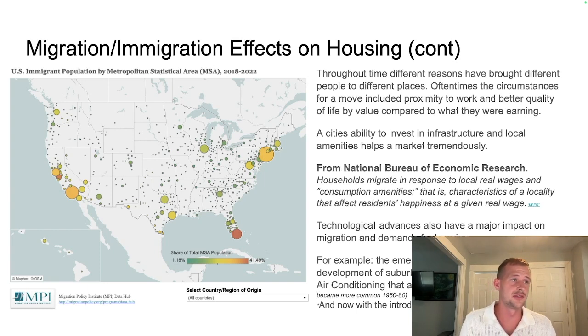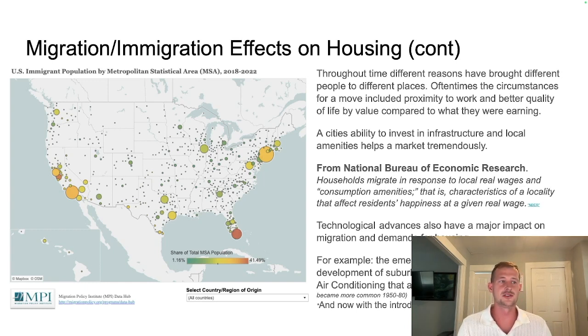So throughout time, different reasons have brought different people to different places. Oftentimes the circumstances for a move included proximity to work and better quality of life by value compared to what they were earning. So it depends on their real wages and what they're able to afford and get for their dollar. So by living there, does their quality of life rise? Are they able to live a good life and enjoy the local amenities that an area has to offer?